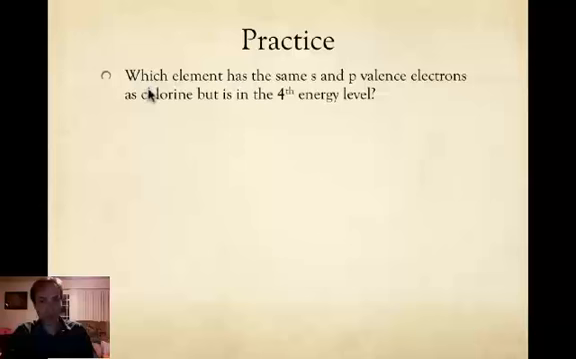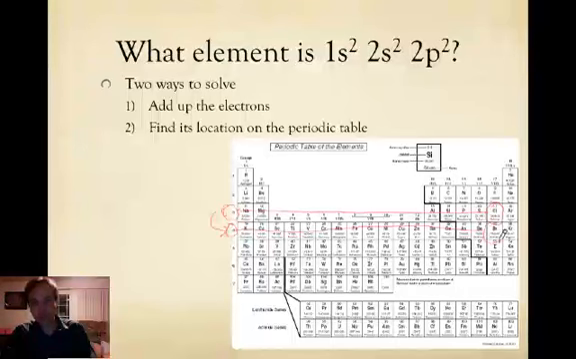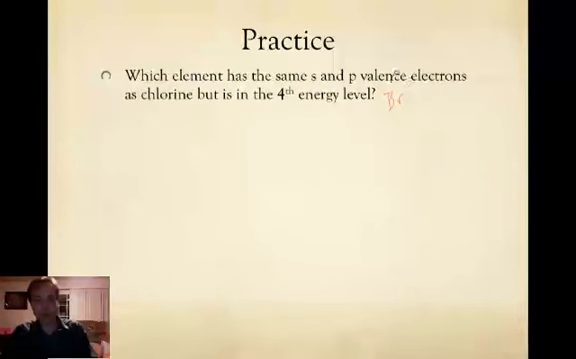First practice question. We'll do this together, and then the other ones you can try on your own. It says, which element has the same S and P valence electrons as chlorine, but is in the 4th energy level? So same S and P as chlorine, but in the 4th energy level. I'm gonna jump back here. Chlorine is right here. It is in the 3rd energy level. We want something that's in the 4th energy level. So in other words, we're gonna drop down 1 row. We're gonna go straight across, and the element that is right below chlorine, meaning it has 2 electrons in the S and 5 electrons in the P, is bromine. So the answer to the first practice question would be bromine.